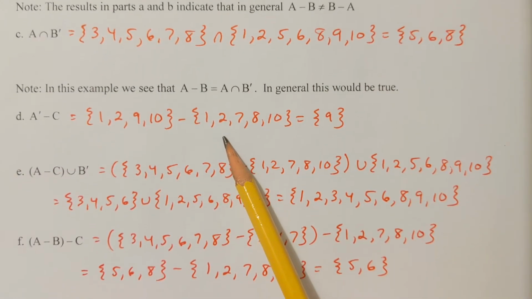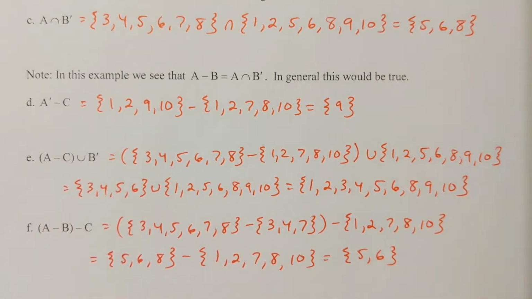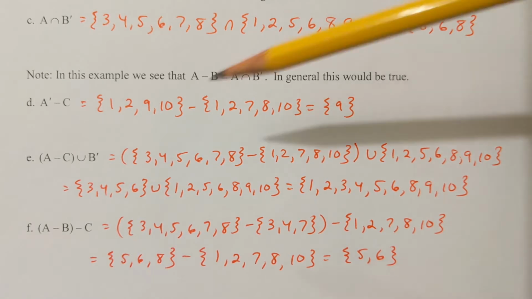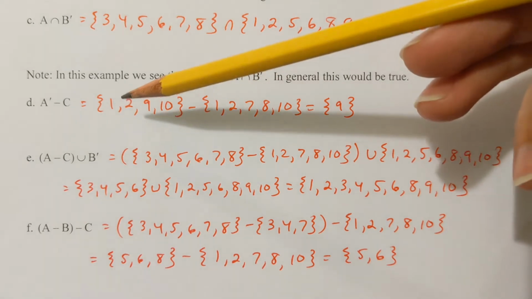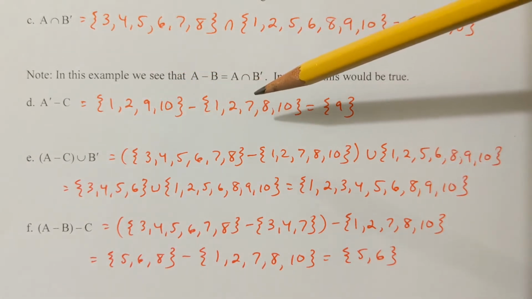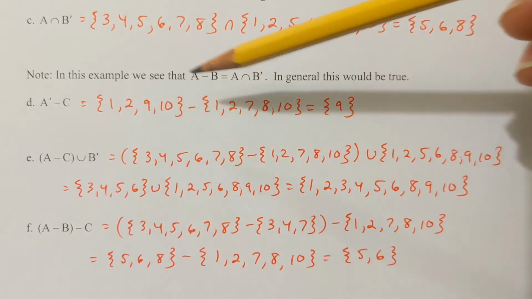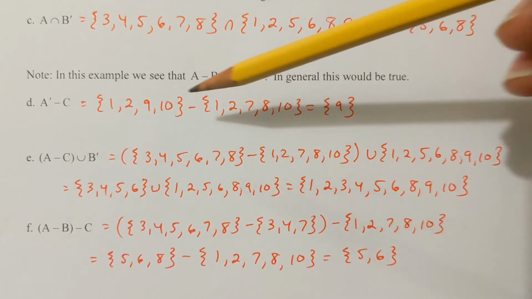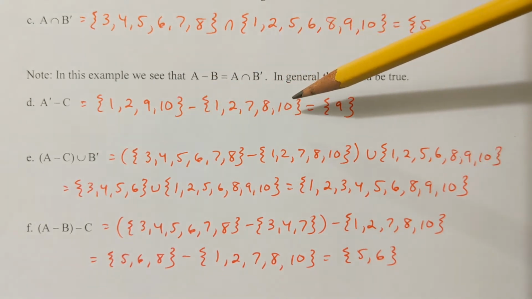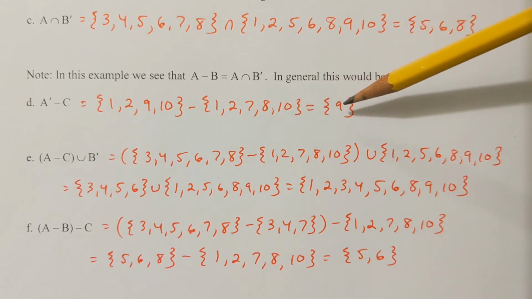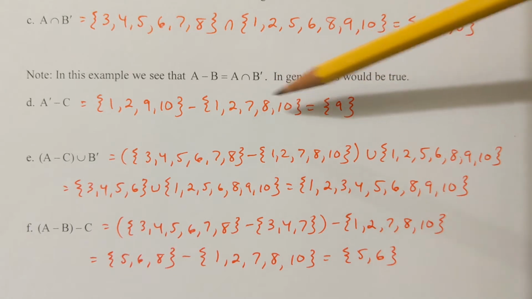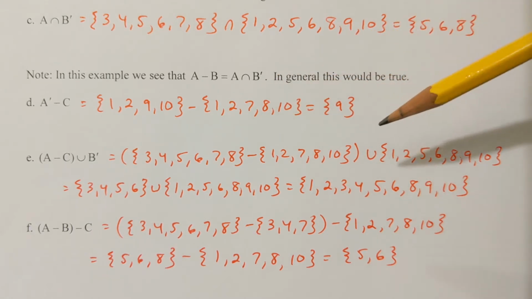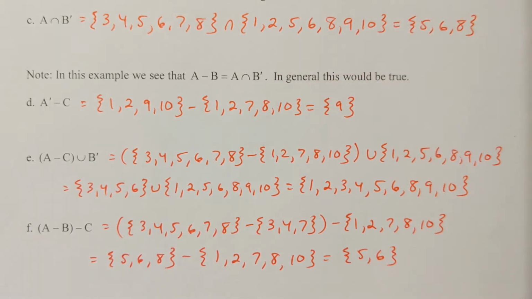Now remember, when you subtract sets, you're looking at everything in the first set and then getting rid of everything that's in the second set. So 1 is in the first set, 1 is in the second set, I get rid of 1. 2 is in the first set, 2 is in the second set, I get rid of 2. 9 is in the first set, I don't see 9 there, so 9 is going to be kept. 10 is in the first set, 10 is in the second set, I'm getting rid of 10, so 10 is not going to remain. So the only thing that remains there is the set containing 9, which would be the answer.